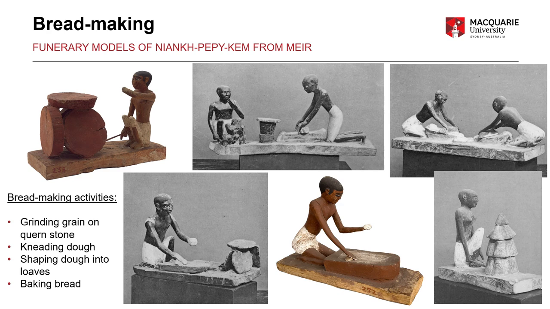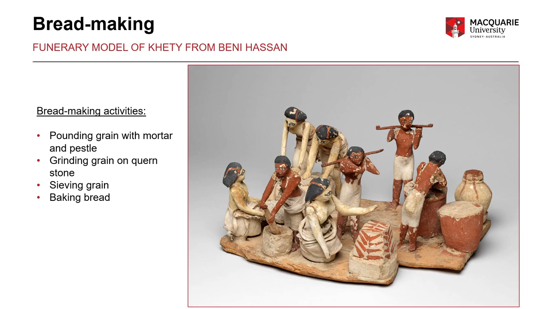Alternatively, it could be a group model, which you can see an example of here from the tomb of Kedi at Beni Hassan, dating to the Middle Kingdom. In this representation, we have in the forefront a man pounding grain with mortar and pestle. Behind him are two women grinding grain on quern stones. In front of them on the left is a female figure sieving grain. And then also in the front is a woman baking bread at an oven.